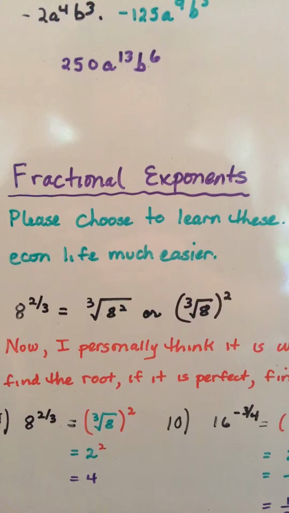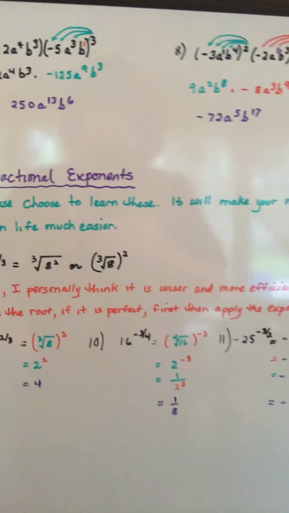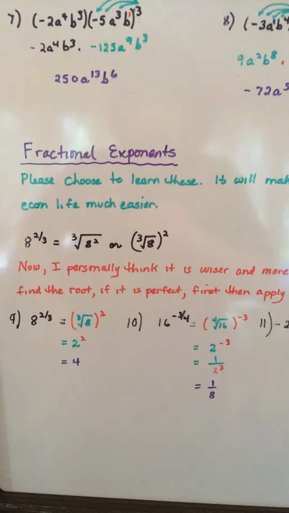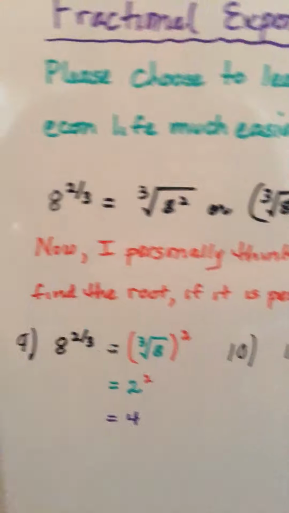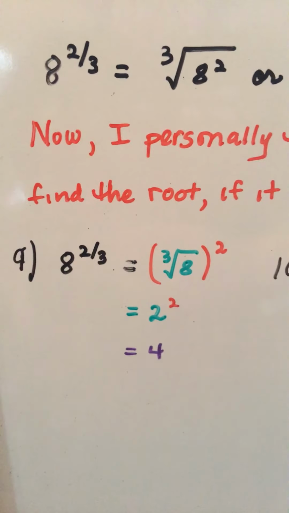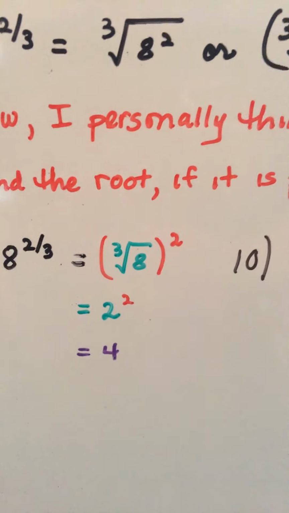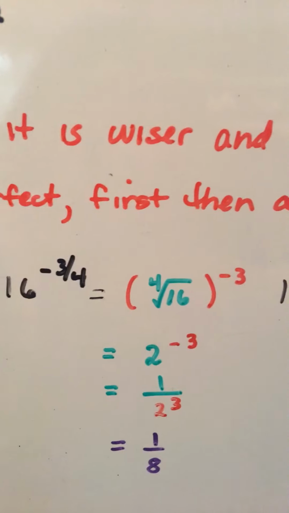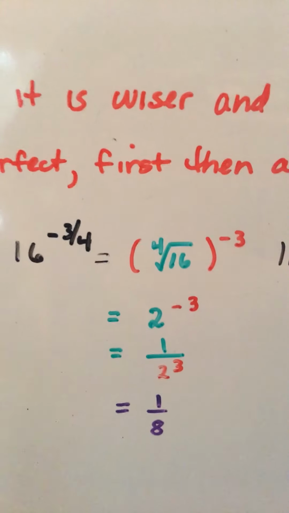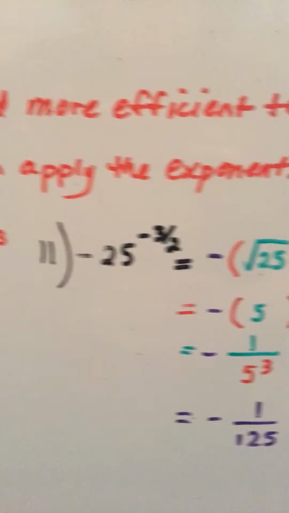Now, when you're simplifying and you have a perfect root, I think it is wiser and more efficient to find the root and then apply the exponent. And since we're making all of these perfect, you're going to see me, what's the cube root of 8? 2, and squared is 4. What's the fourth root of 16? 2. Cubed is 8, but it belongs in the denominator, 1/8.